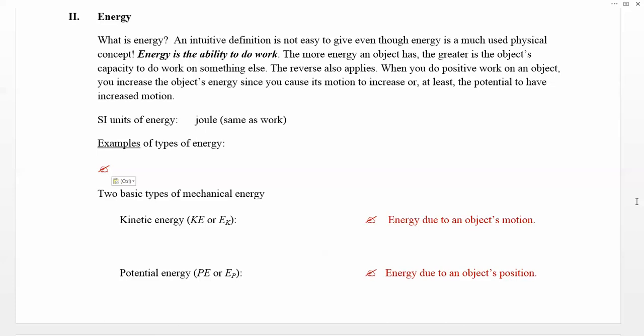When you do positive work on an object, you increase the object's energy, since you cause its motion to increase, or at least the potential to have increased motion. And the units of energy are the same as the units of work. They're called joules, that is in the SI unit system or the MKS system.